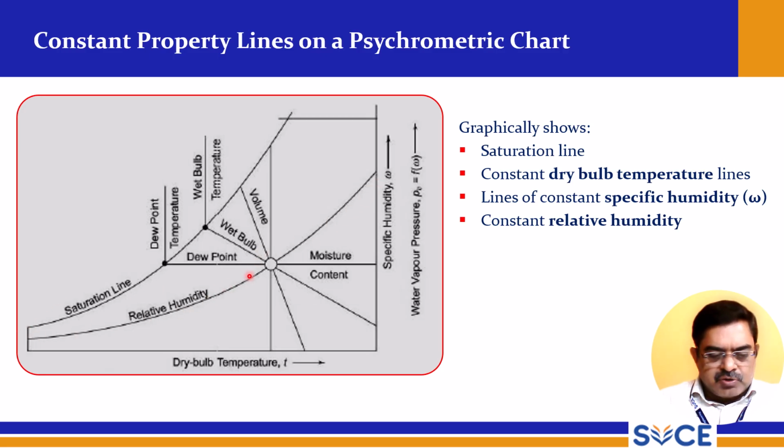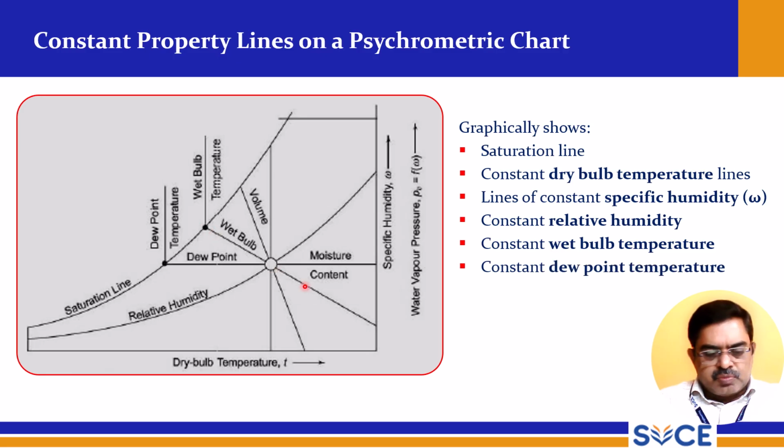So the relative humidity is normally prescribed in terms of percentage, and then the wet bulb temperature lines, and the dew point temperature. The enthalpy line is actually not shown here, but from this dew point we can extend to the enthalpy line and measure enthalpy also. So these are the important lines in the psychrometric chart.